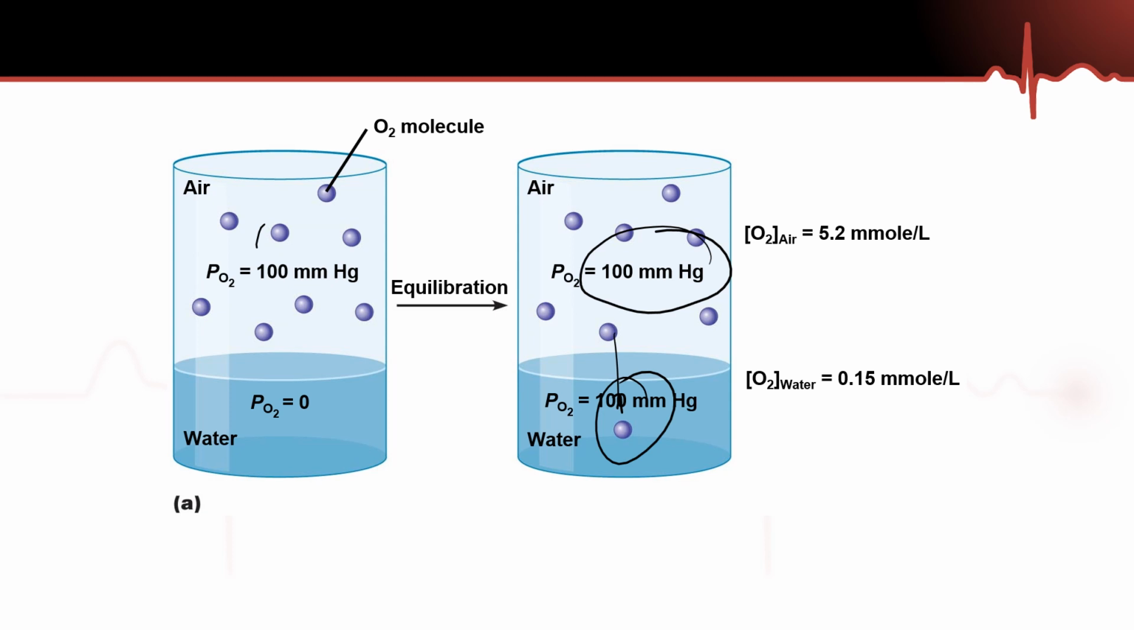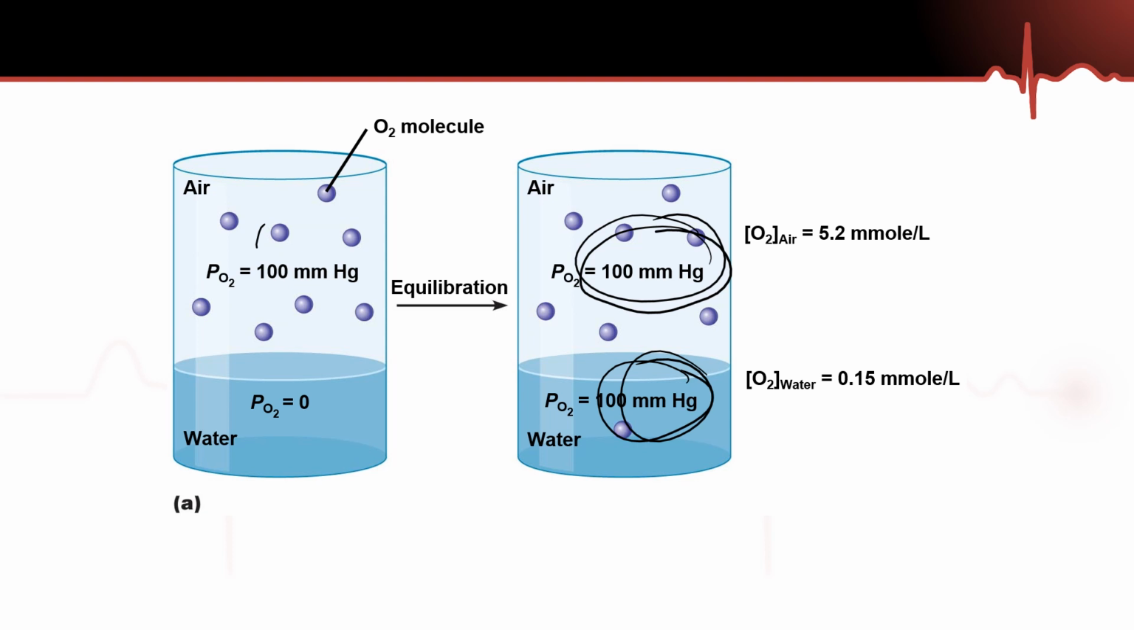So the reason why the partial pressure of oxygen within the air doesn't fall is because really no oxygen has actually left the air, right? Only a couple oxygen molecules actually left the air and went into the fluid, and that was enough to drive the partial pressure of oxygen within the fluid up to 100, to cause the partial pressures of oxygen within the fluid and within the air to be the same.